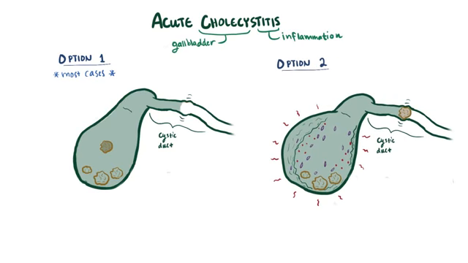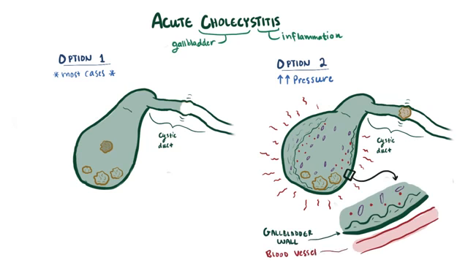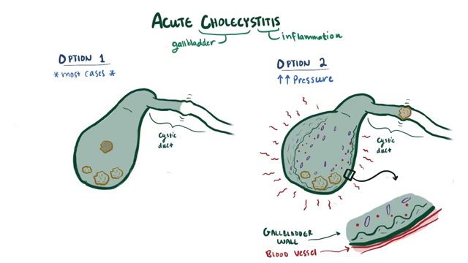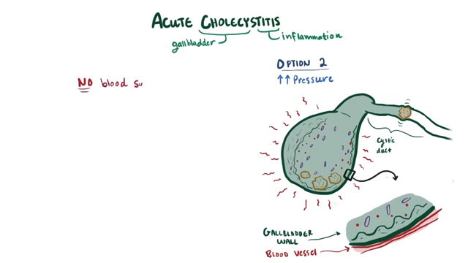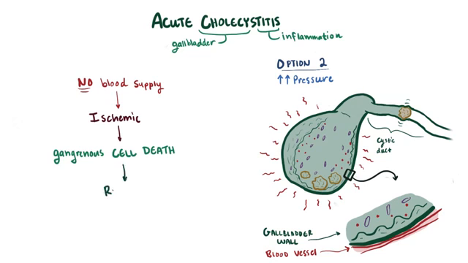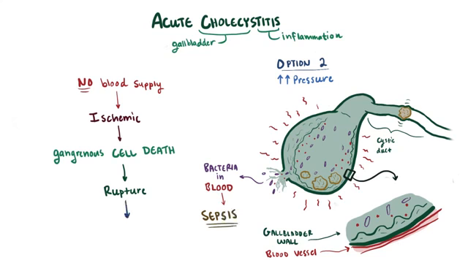The other thing that could happen, though, is that the stone doesn't fall out. And if that's the case, pressure can keep building up, eventually so much so that it starts pushing down on the blood vessels supplying the gallbladder with blood, which means blood can't get to the gallbladder and the tissue starts to get ischemic, leading to gangrenous cell death, which is cell death due to not having enough of a blood supply. As the gallbladder walls weaken, it might eventually perforate or rupture. This causes sharp pain and, if left untreated, could allow the bacteria to get into the blood supply and cause sepsis.